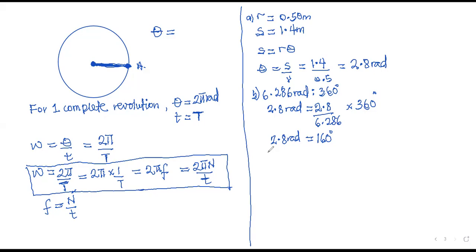Then the second question. The minute hand on a watch is 6.40 millimeter long, meaning this value must be the radius of the circle. So R is equal to 6.40 millimeter. Calculate its frequency.